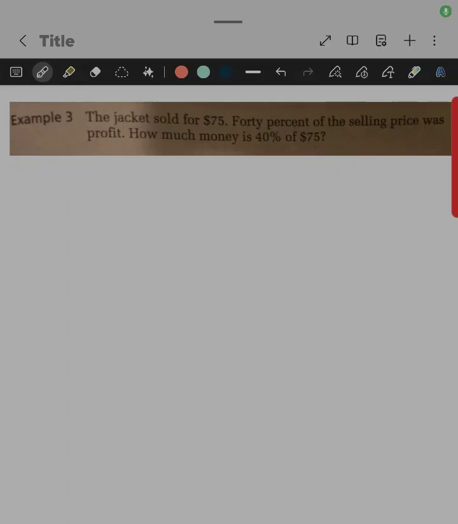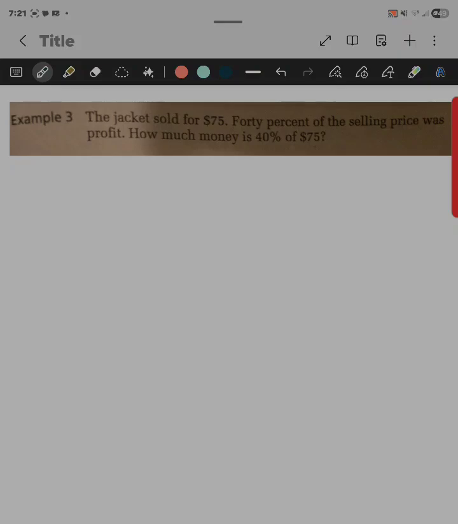And this is example number 3. It's about the middle of page 405 in your textbook. It says, example 3, the jacket sold for $75. 40% of the selling price was profit. How much money is 40% of $75?